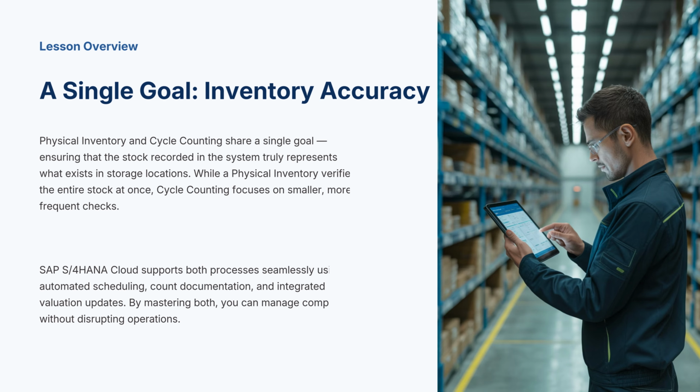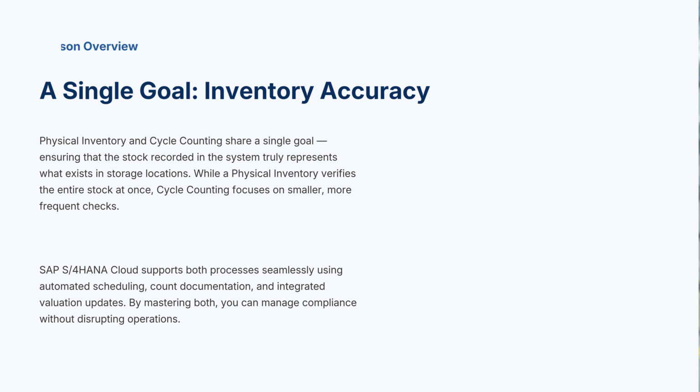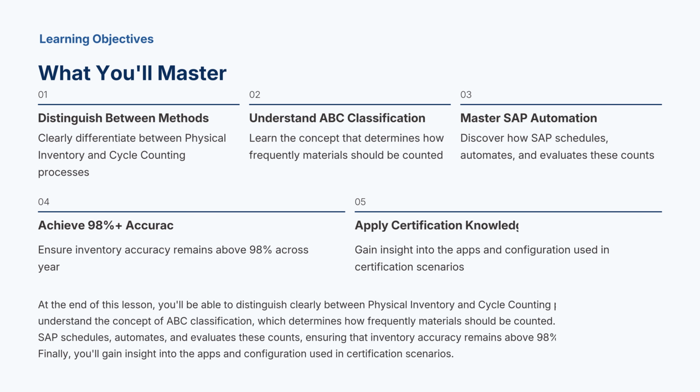Both physical inventory and cycle counting ensure that what's recorded in the system matches what exists physically in the warehouse. The difference lies in frequency and execution. Physical inventory usually happens once or twice a year, while cycle counting occurs continuously. By spreading counts across the year, SAP S/4HANA Cloud allows warehouses to maintain accuracy and minimize disruptions, a key feature of cloud-based inventory management.